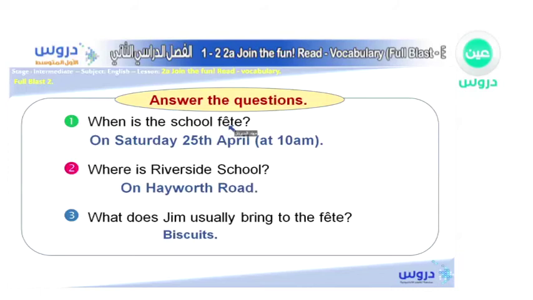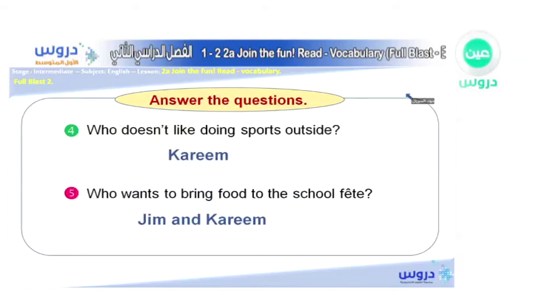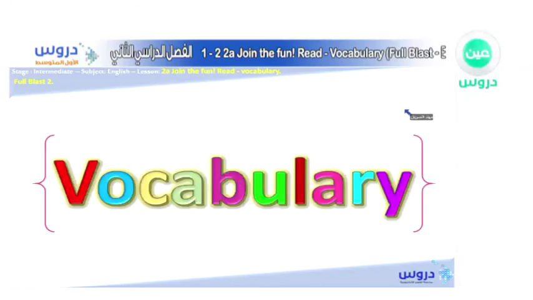As you can see, the answer, when is the school fete? It will be on Saturday, the 25th of April at 10 a.m. Where is the Riverside School? It's on Hayworth Road. What does Jim usually bring to the fete? Usually, he brings biscuits. Then, who doesn't like doing sports outside? Kareem doesn't like doing sports outside. Who wants to bring food to the school fete? Both of them, Jim and Kareem.